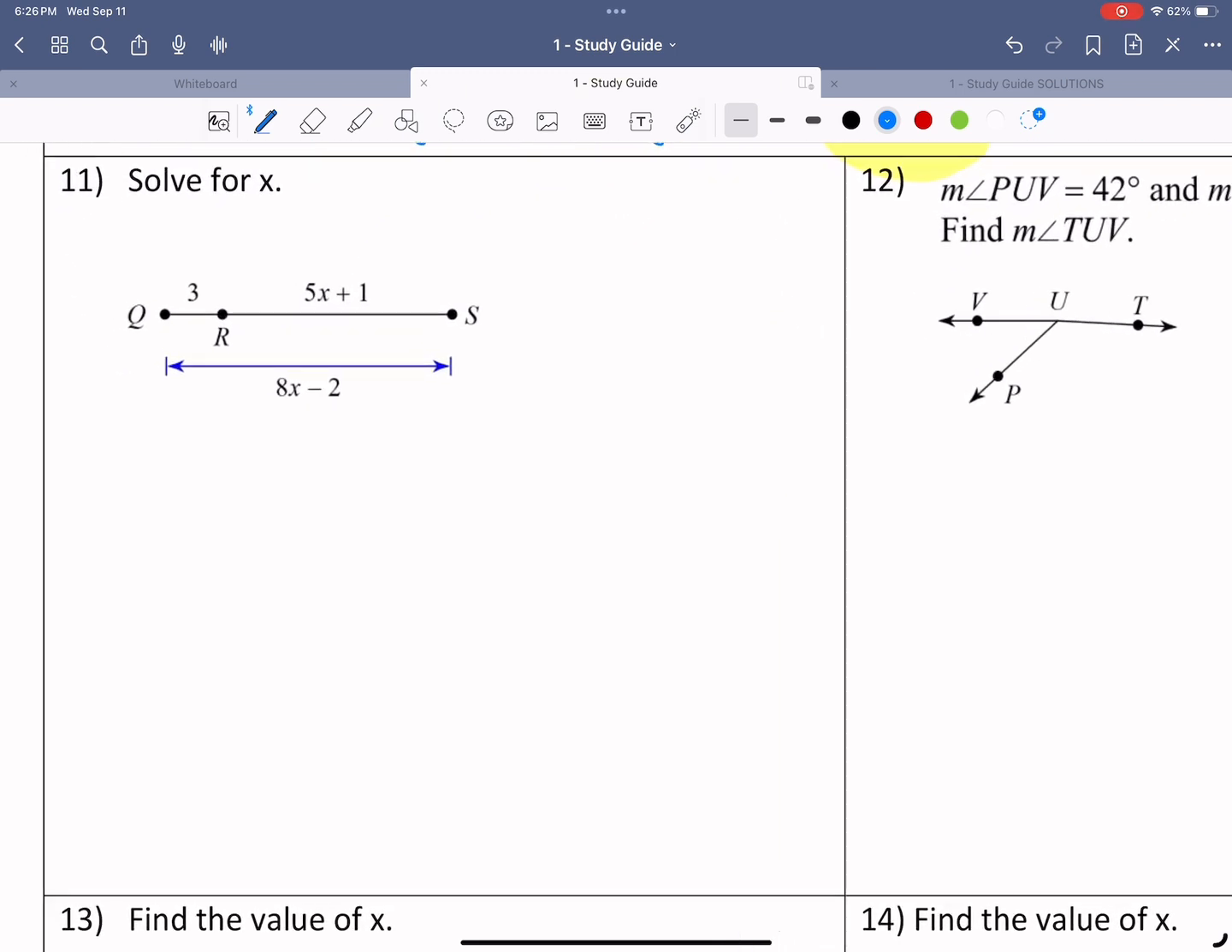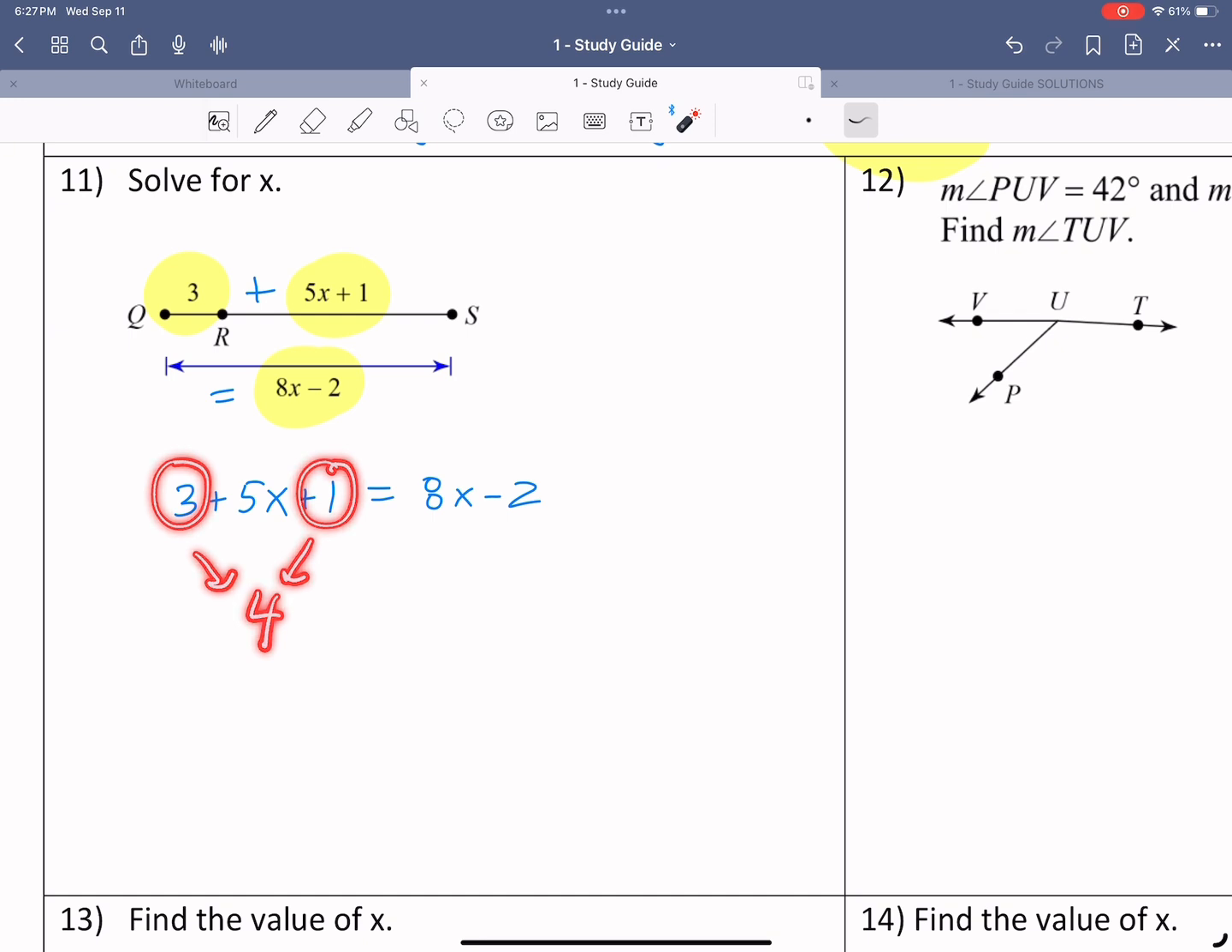Let's look at this one, number 11, solve for x. We have this section right here and this section right here. Well, think about it this way. If you have 2 sections and they need to add up to the total length, which is given by this equation, well, it's as simple as just adding those 2 values together, okay, and equaling it to the total. So 3 plus 5x plus 1 equals 8x minus 2. Notice that these two are like terms. That becomes 4, right? And so let's write 5x plus 4.